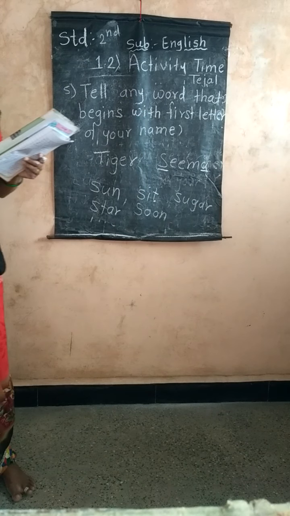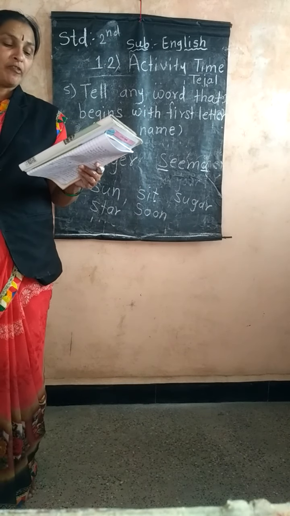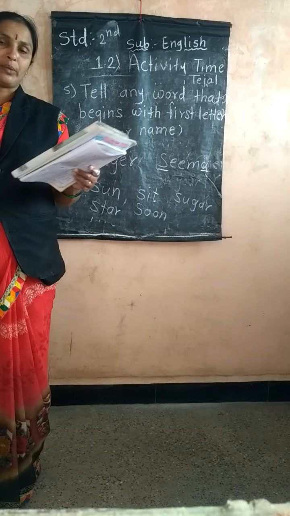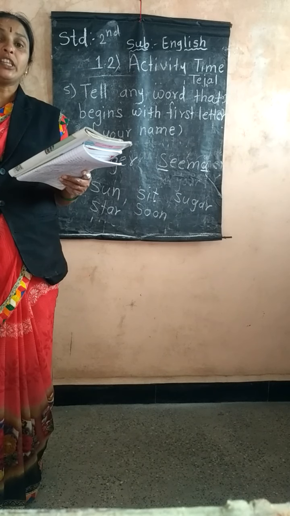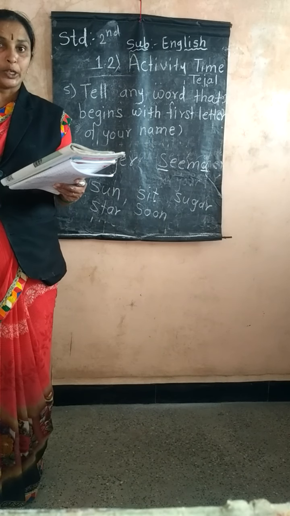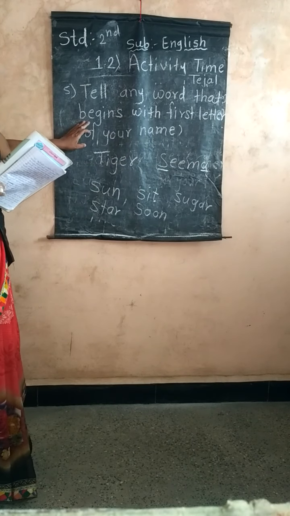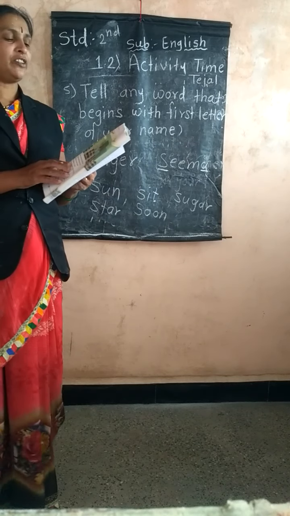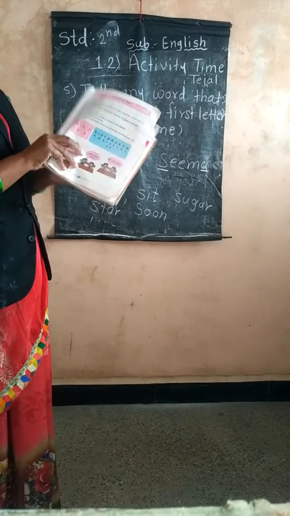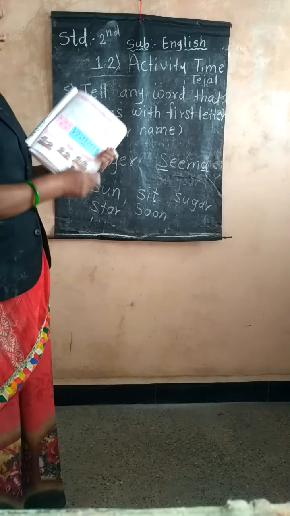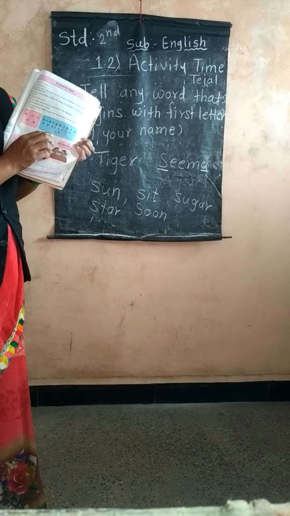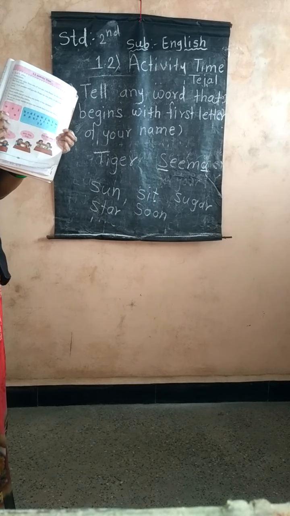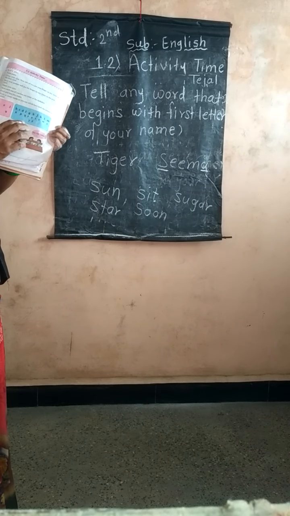Now you see, words begin with the first letter of your names. Which words begin with your names? Do you understand now this activity? Now listen, in this first activity, here is the pink card, and here is the blue card. Okay, here is the pink card and here is the blue card.